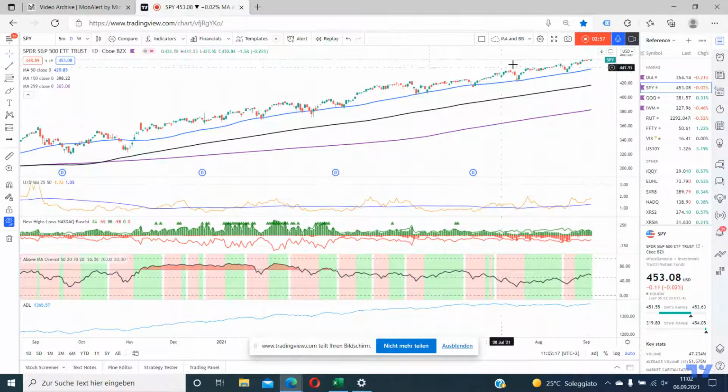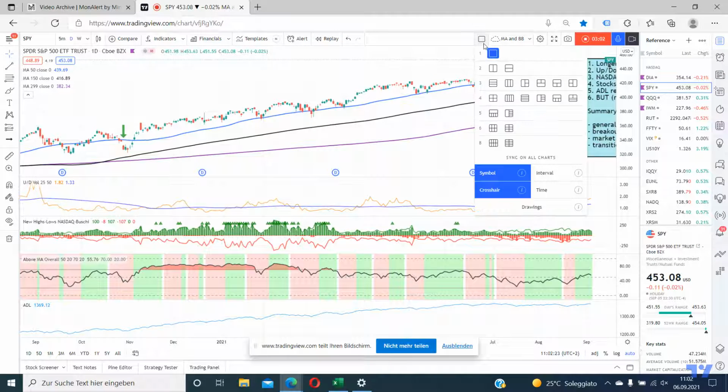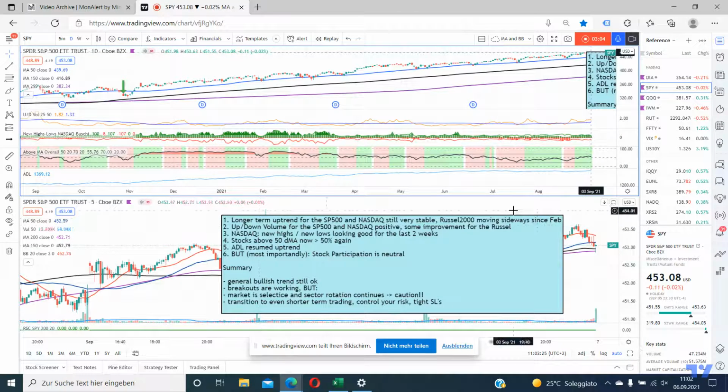So overall, what we can say, let me open my summary here. Overall, looking at all of these important indicators, the general market environment is still very positive. The problem is that the stock participation, the progress we are seeing for the stocks on our watch lists and in our own portfolio, that is neutral. Despite the strong uptrends, we are not seeing enough traction for the stocks on our watch lists.